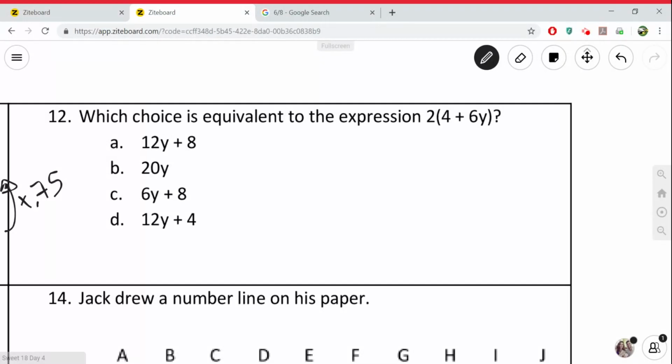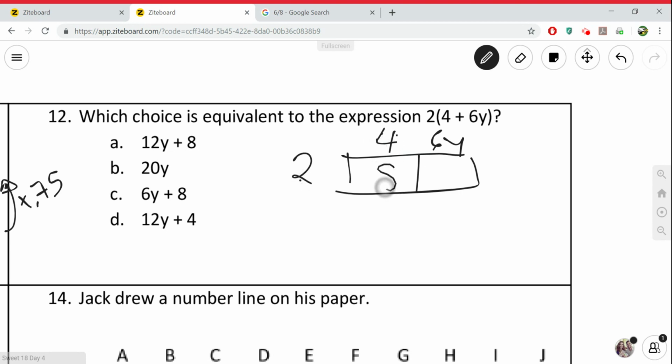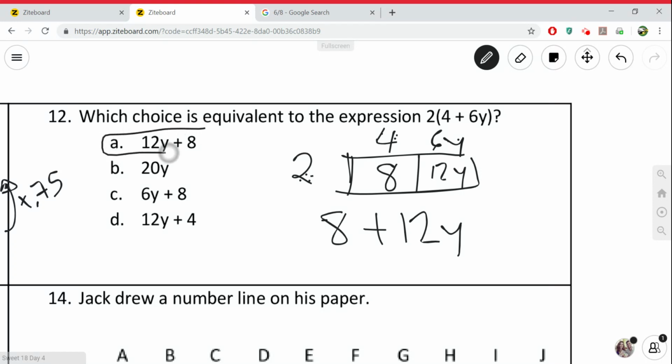Question 12 says, which choice is equivalent to the expression 2 times (4 + 6y)? So if I remember this, I've got 2 times 4 gives me 8, and 2 times 6y should give me 12y. This is an area model when we multiply the outside times the top, the outside times the top. And that gives me 8 plus 12y. So that's going to be A is the correct answer.